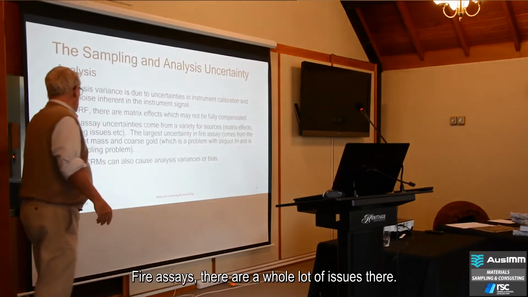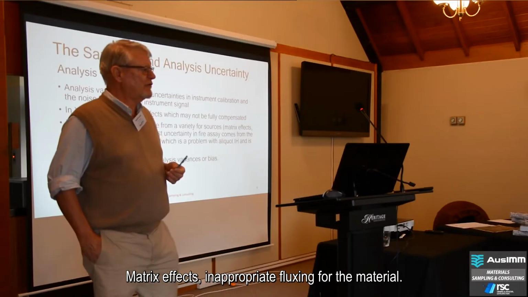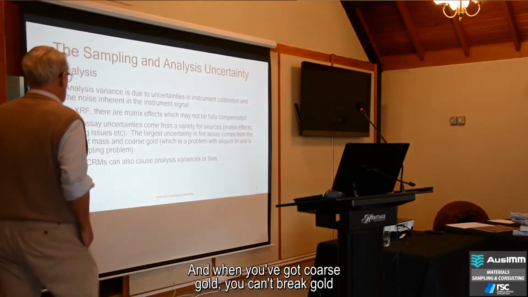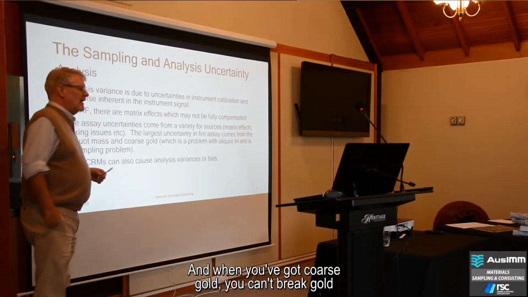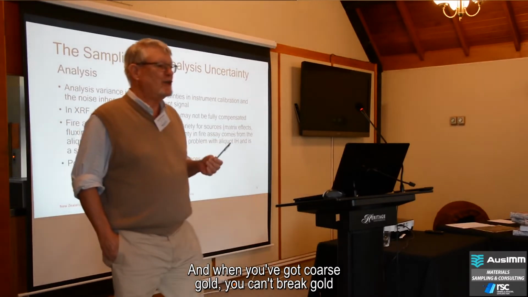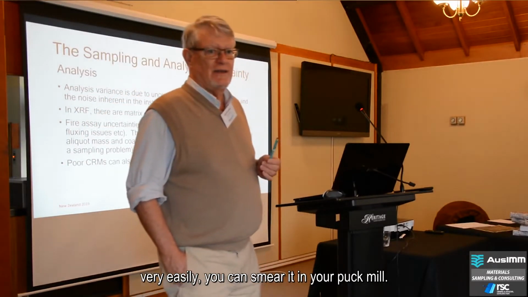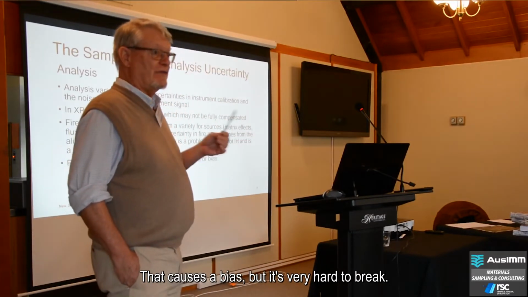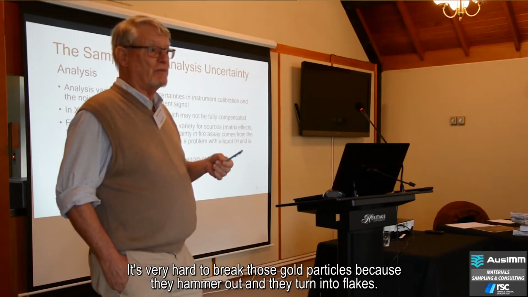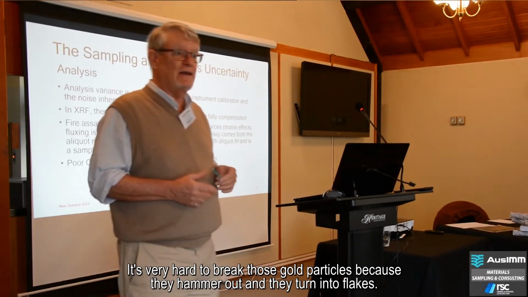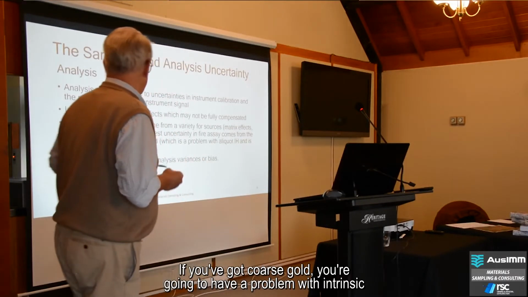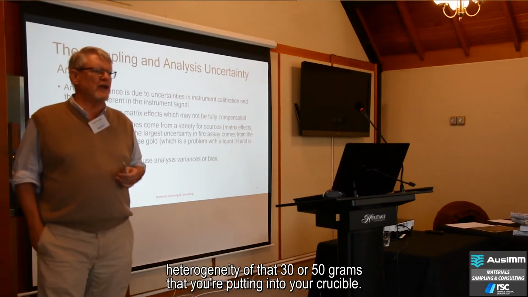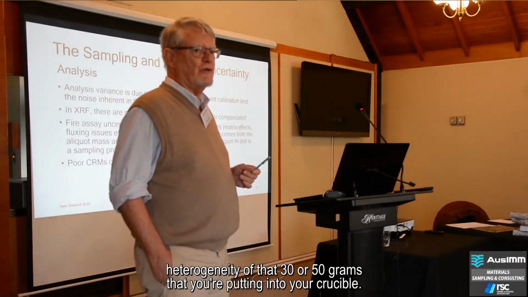Fire assays, there are a whole lot of issues there. Matrix effects, inappropriate fluxing for the material. And when you've got coarse gold, you can't break gold very easily. You can smear it in your puck mill, and that causes a bias, but it's very hard to break. It's very hard to break those gold particles because they hammer out and they turn into flakes. And if you've got coarse gold, you're going to have a problem with intrinsic heterogeneity of that 30 or 50 grams that you're putting into your crucible.